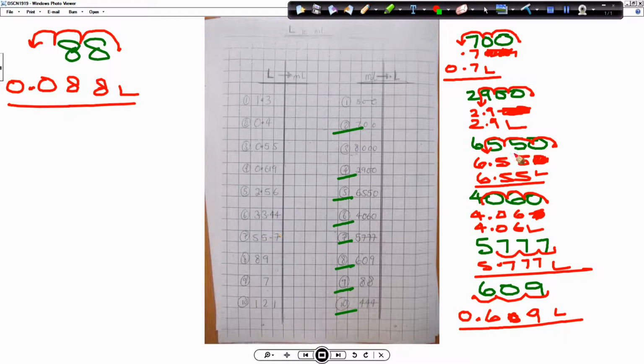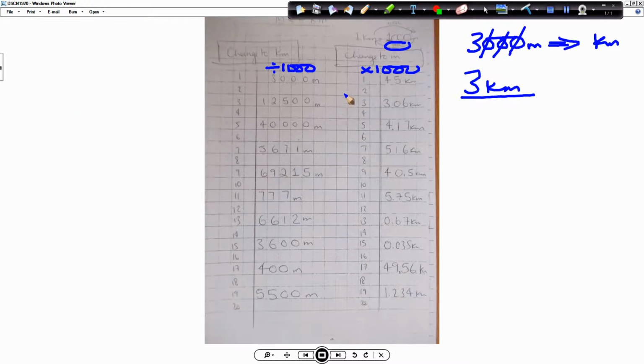Okay. Copy that down. The same techniques that we've just done. So we're not going to do this in the lesson today. You're doing it for homework practice. Because we know how to divide by 1000, now we know how to times by 1000. Okay? So when we change meters to kilometers, we divide by 1000. When we change kilometers to meters, we times by 1000.